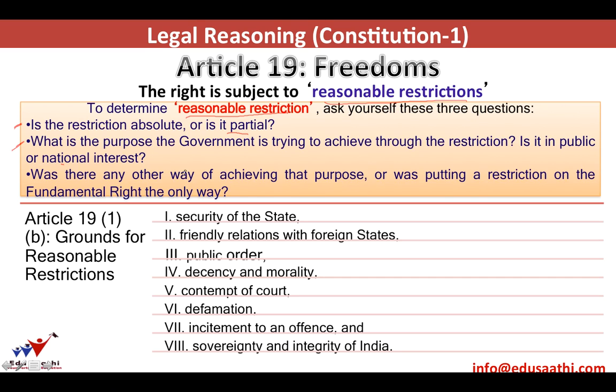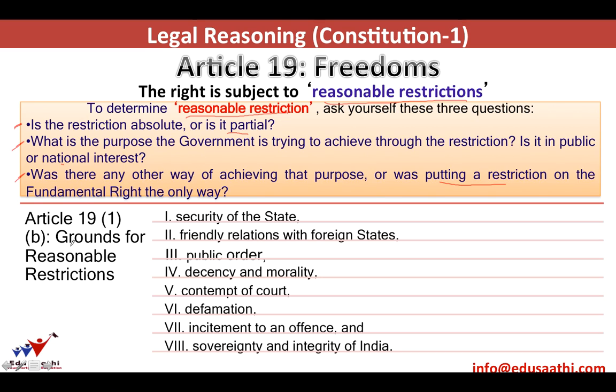Was there any other way of achieving that purpose, or was putting a restriction on the fundamental right the only way? If there is any other way other than putting the restriction on fundamental rights, then it would not be a reasonable restriction. So if the only way available to the state is putting a restriction on the fundamental right, in that case it would be termed a reasonable restriction.